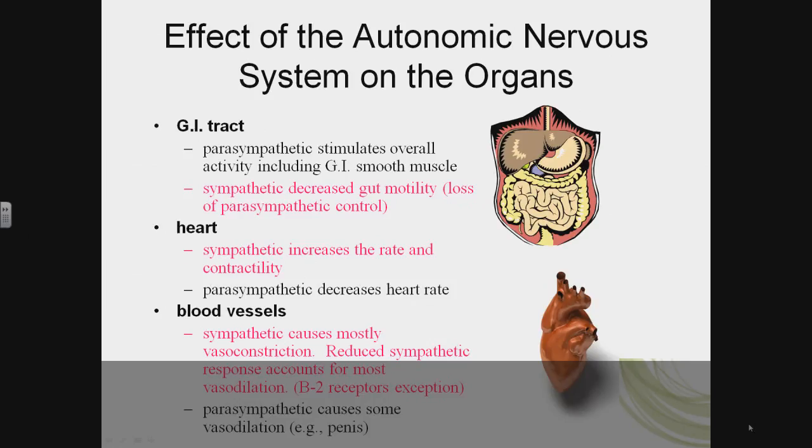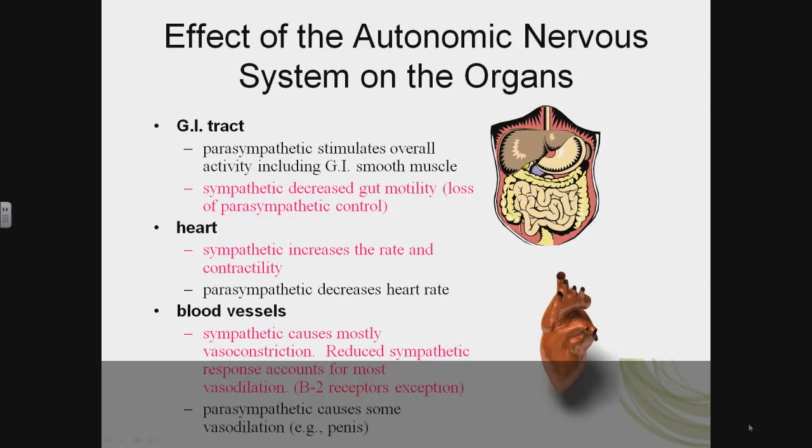Blood vessels. Most blood vessels are under sympathetic tone. If we reduce sympathetic output, we get more vasodilation. If we increase sympathetic output, we're going to get more vasoconstriction. Beta-2 receptors are going to be a unique exception in this conversation, and I talk about that in the next video.